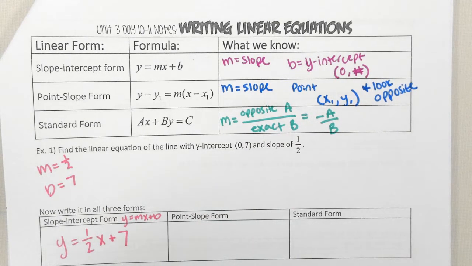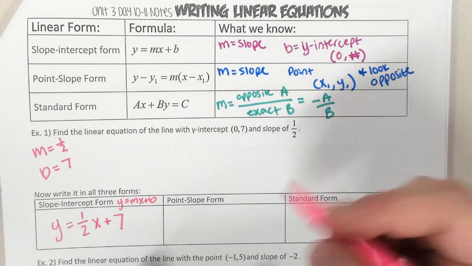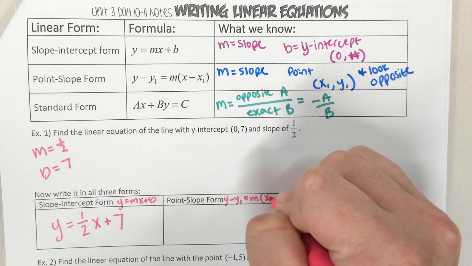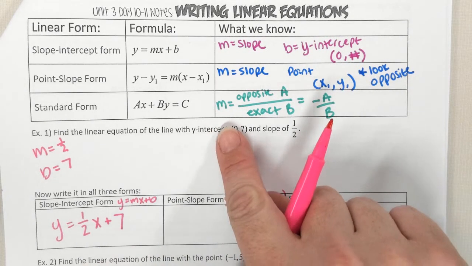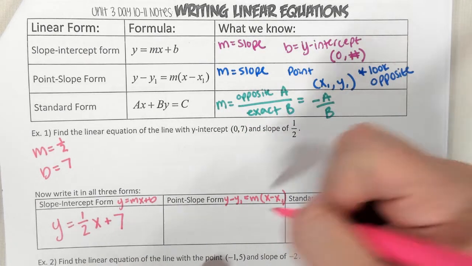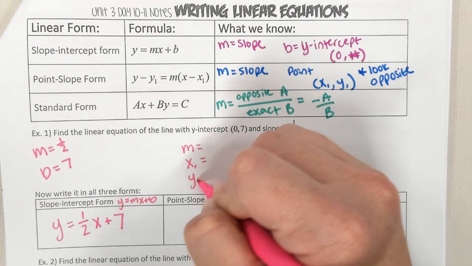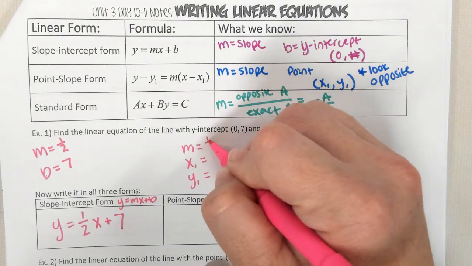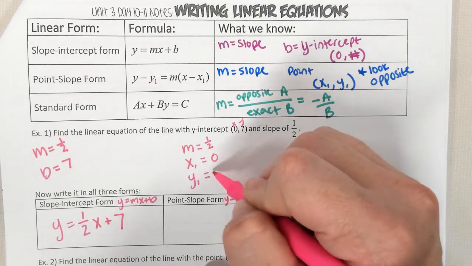Why'd you write it there? Because that's where you write it. So then we also have point-slope form, which is y minus y1 equals m(x minus x1). Well, is my y-intercept also a point? Yeah, so all I need for this one to plug in is I need m, I need x1, and I need y1. Well, what's my m? What's my slope? 1 over 2. And what's my point? 7. So my x is 0, my y is 7.